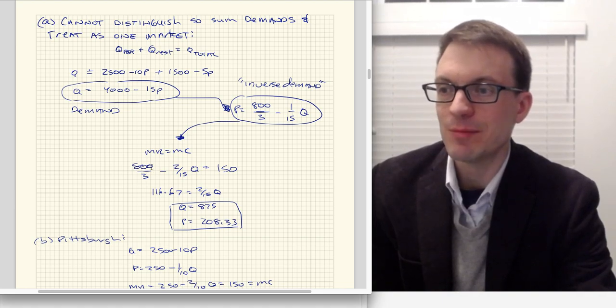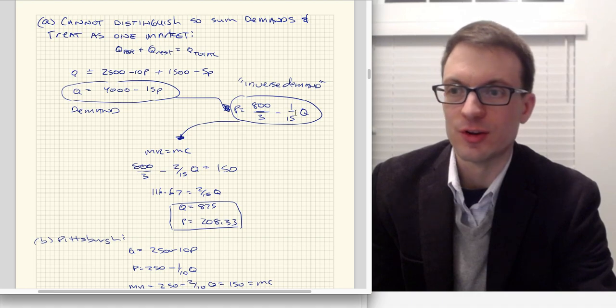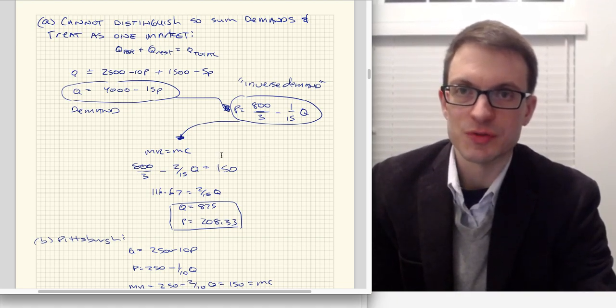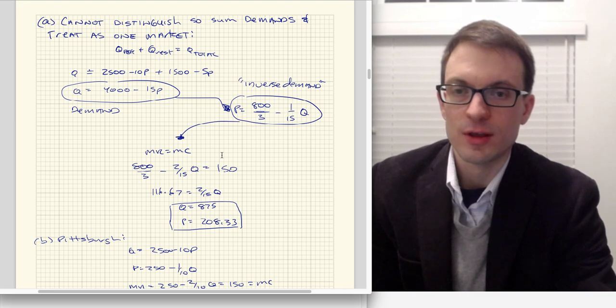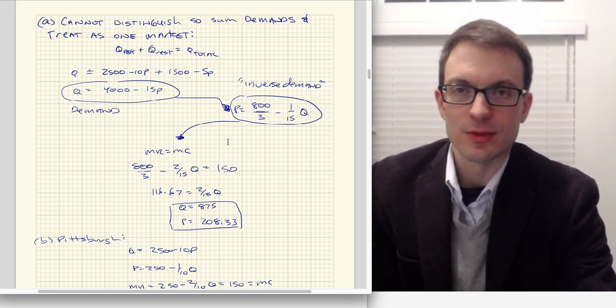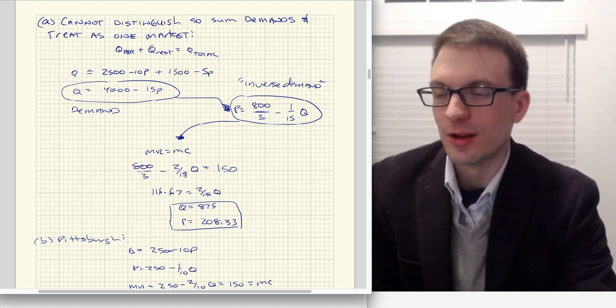is going to have the same vertical intercept, 800 over 3, but it's going to have twice the slope as the demand curve. Marginal revenue has the same intercept, but twice the slope as the inverse demand. That comes as a consequence from calculus. So if you write down the revenue for the firm, and then take the first order condition, take the derivative with respect to quantity, you're going to get two times the quantity in every case.